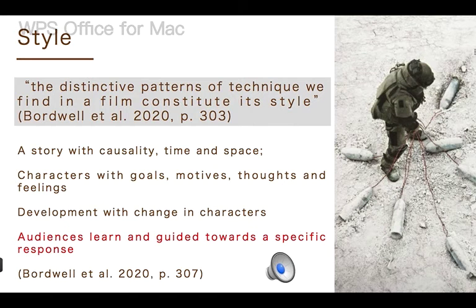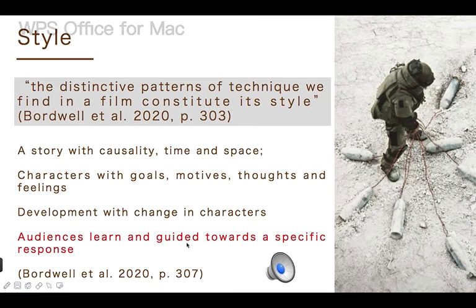Another important feature of a narrative film is characters with goals, motives, souls, and feelings. In this film, some soldiers just want to complete their mission alive. Some want to take down the manipulator behind the bombs. You can also feel the anger of these soldiers. The third important feature is the development of the story with changes in characters. For example, one soldier grew after a wild combat. James learned to get along with life through his own experience.